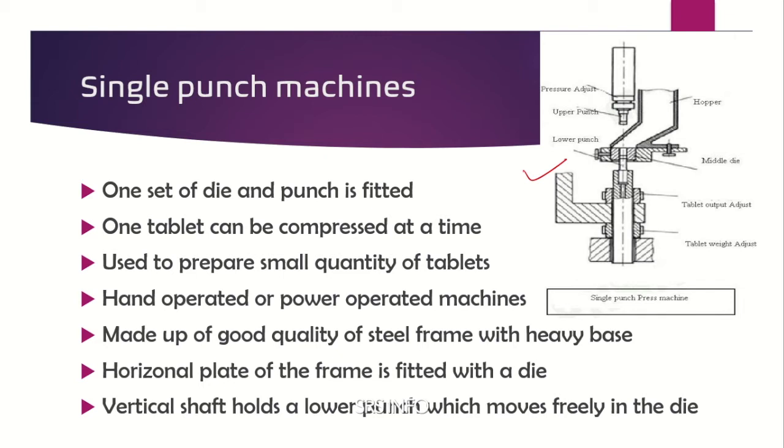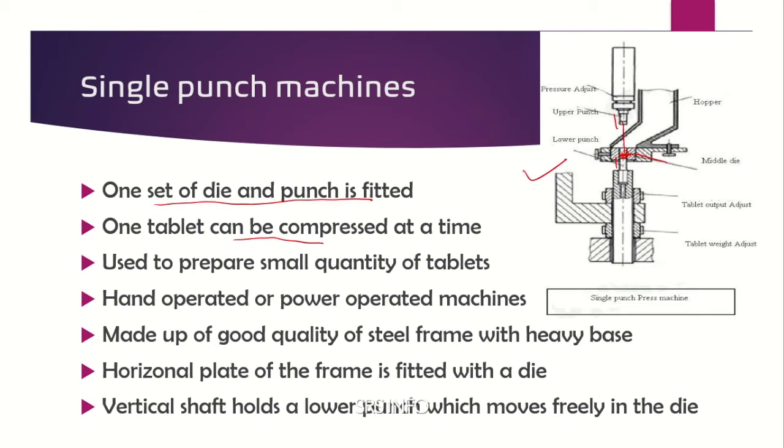Single punch means one set of die and punch is fitted in this machine. See here, this is the upper punch and lower punch, one set of punch, and there is a die here. So this is the main part: upper punch, lower punch and die. In this type of machine, only one tablet can be compressed at a time. The compression takes place when the upper punch comes downward.